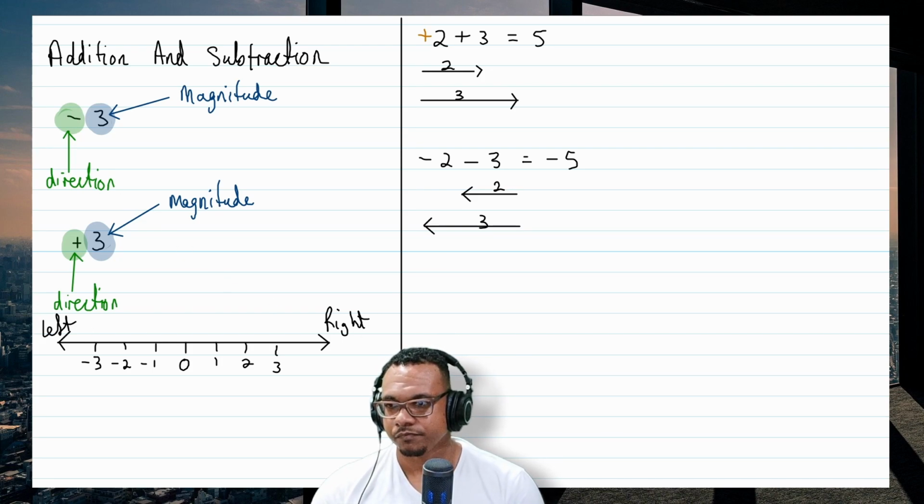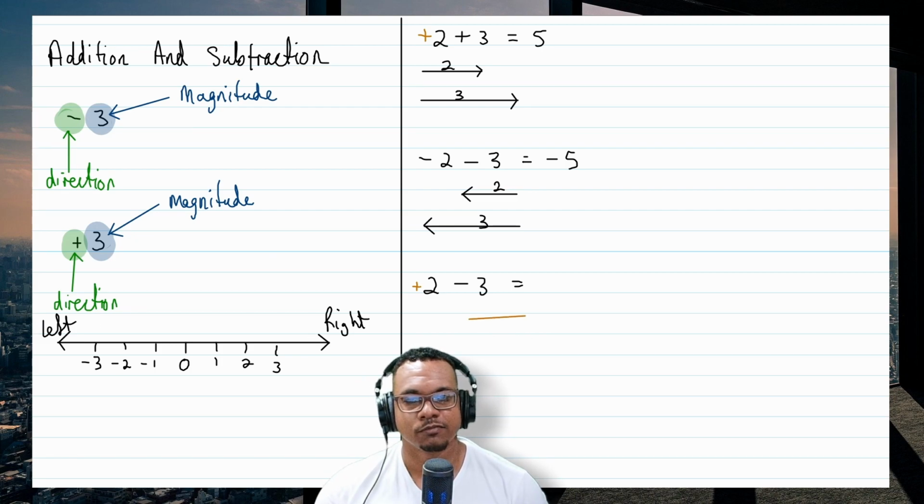Okay, so let's say I have 2 take away 3. Now this 2 here is positive, so this is positive 2, and positive means going to the right, so we're going 2 this way. All right, so that's 2 this way, but the sign in front of this 3 is negative, and negative means going to the left, so we're going 3 this way, next direction.